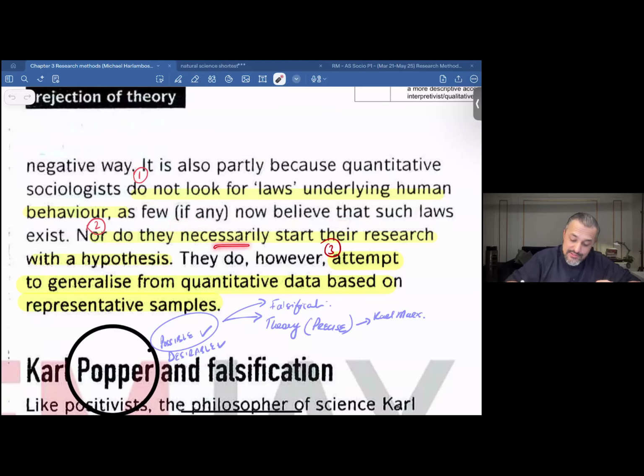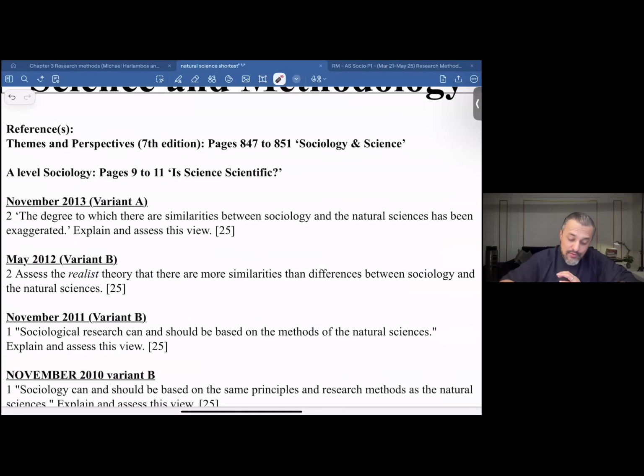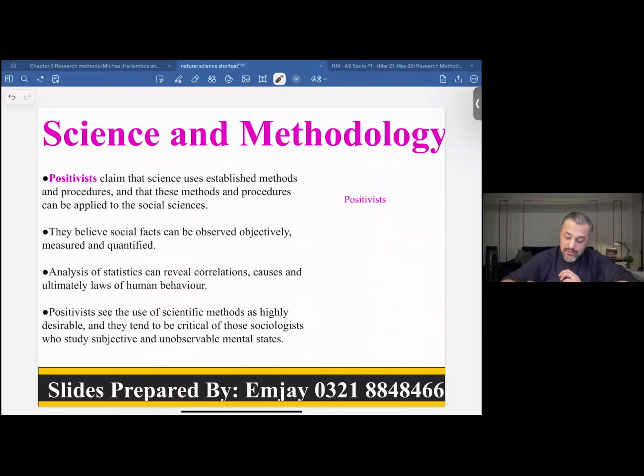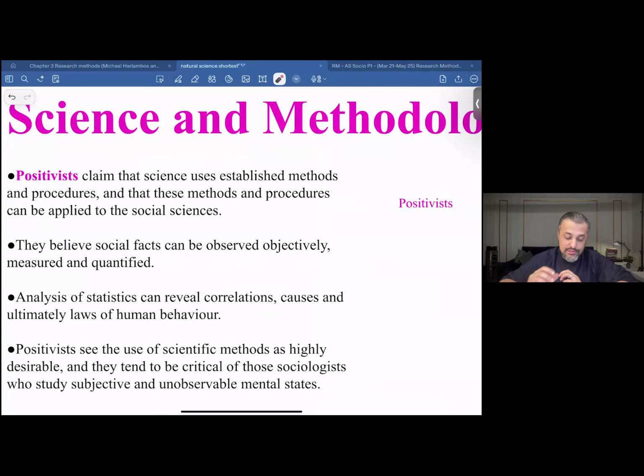Nor do they necessarily start their research with a hypothesis. They do, however, attempt to generalize from quantitative data based in the representative sample. One down, we just spoke about how positivists support the idea of natural science methods being used in sociology.